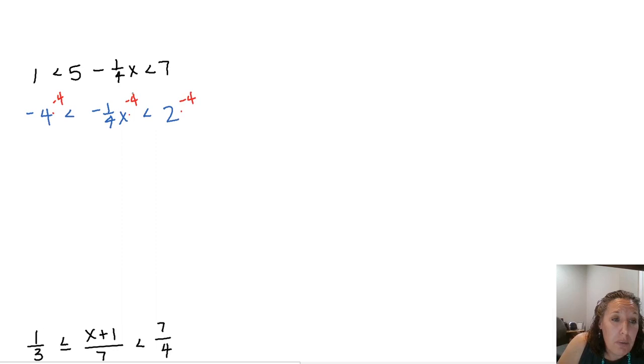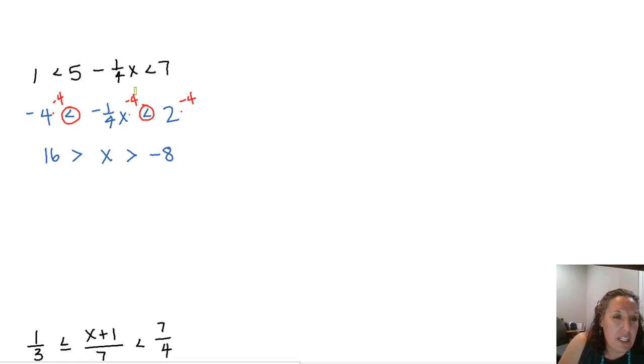Since we are multiplying by a negative number, we are going to flip both of our signs. So -4 times -4 is going to give us a positive 16. Instead of a less than, it's going to become a greater than. -1/4 x times -4, the negative times the negative is going to give us a positive. 1/4 times 4 is going to give us a coefficient of 1, so all we're left with is our x in the middle there. Again, our less than becomes a greater than, and 2 times -4 is -8.